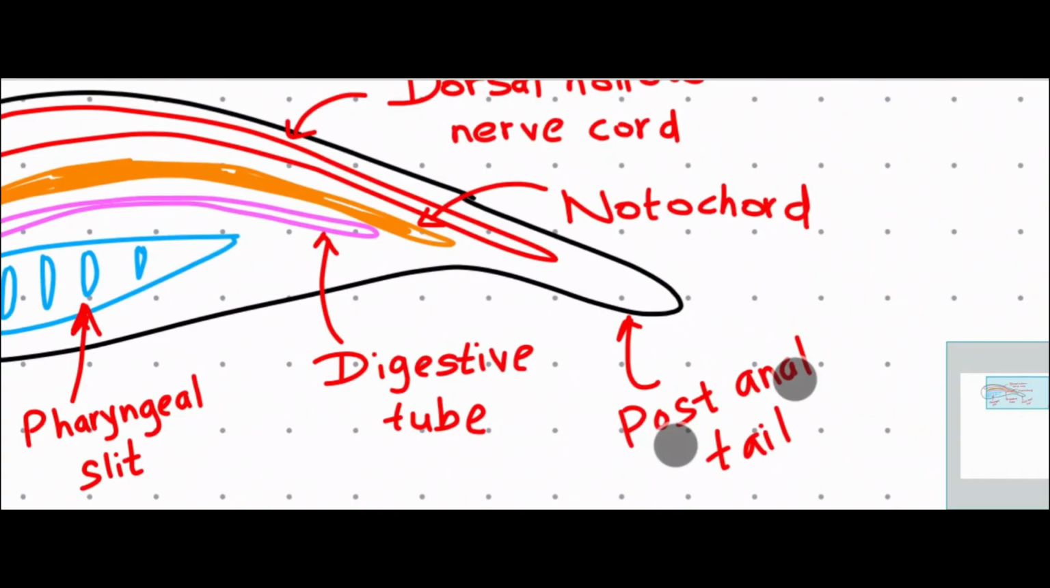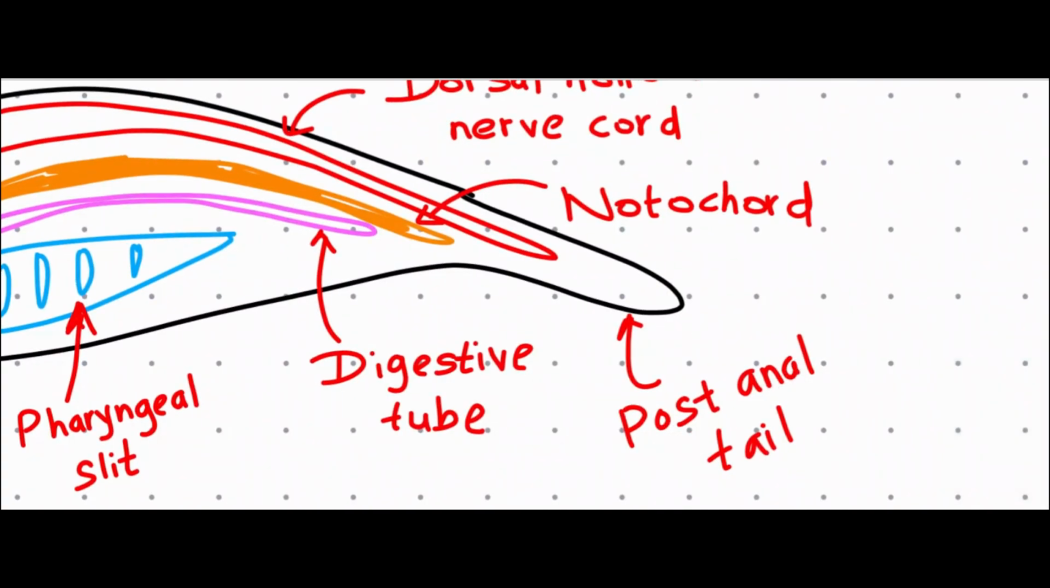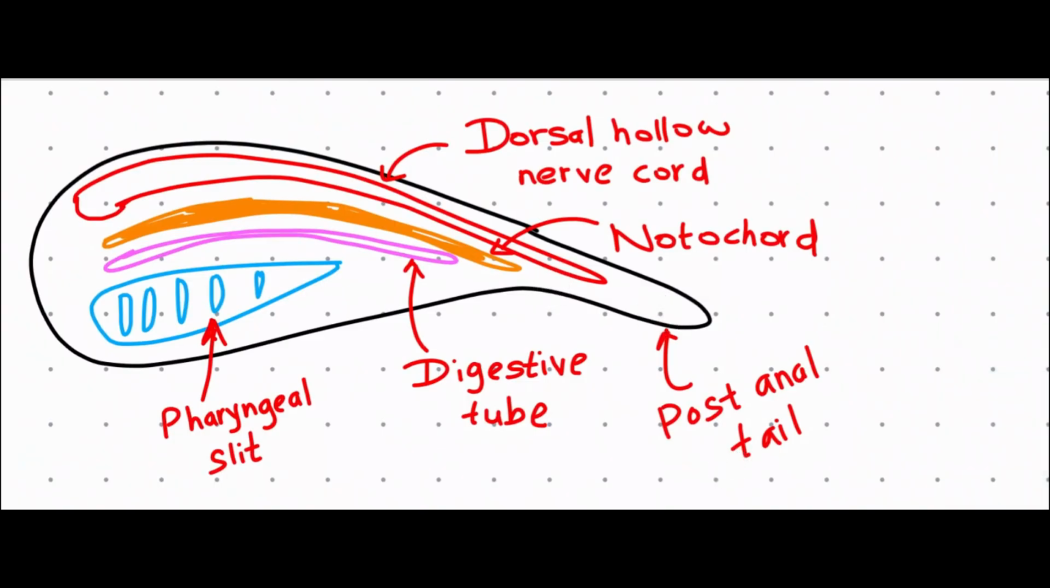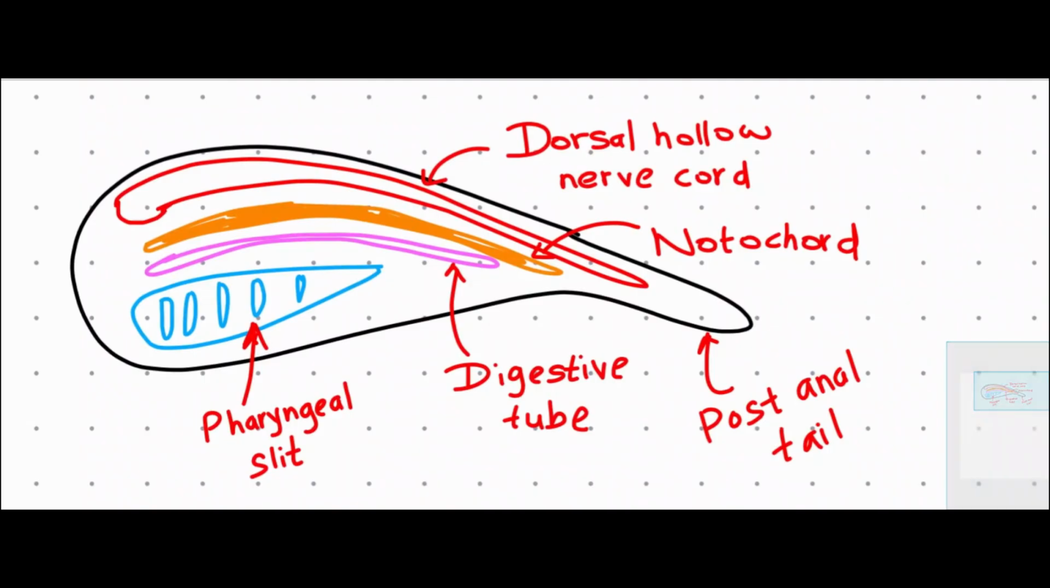Then moving on, the last one is the post-anal tail. Why do they call it the post-anal tail? They haven't used the word post-anal, but they have mentioned the idea that the tail extends posterior to the anus. So you can similarly call it post-anal tail. So that's more like it.